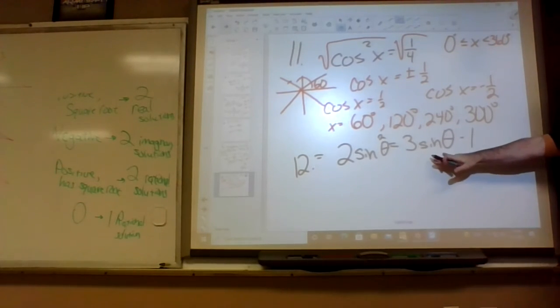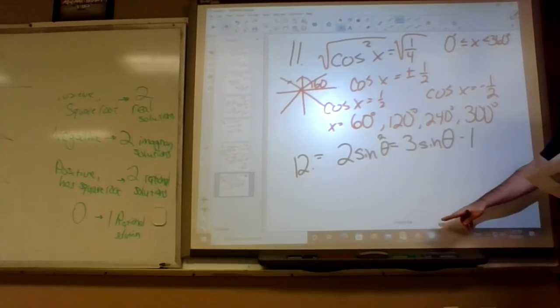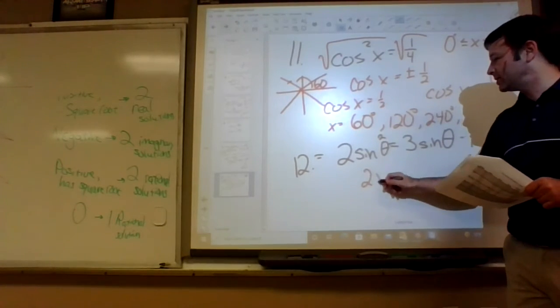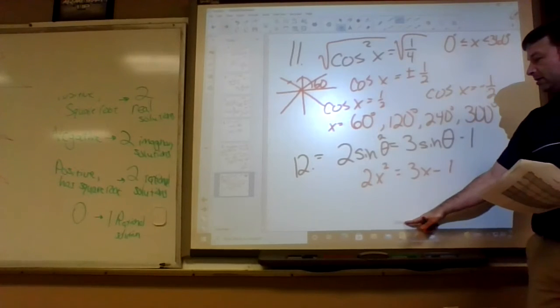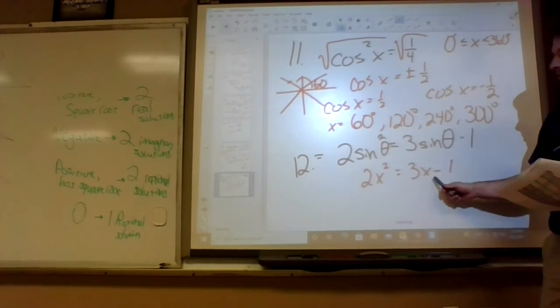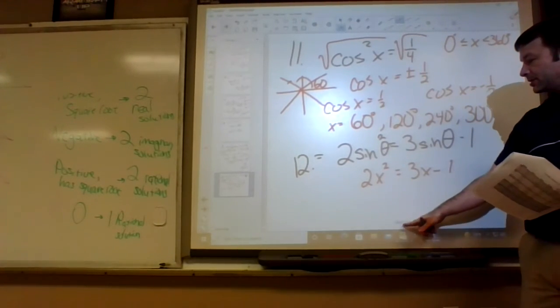Okay, what should we do first on number 12? Take out a sine. Move everything to one side. See how this kind of looks like a quadratic formula? It looks kind of like 2x squared equals 3x minus 1. But wait, there's a square right there. So we move everything to one side, factor, and that's what sine should equal.